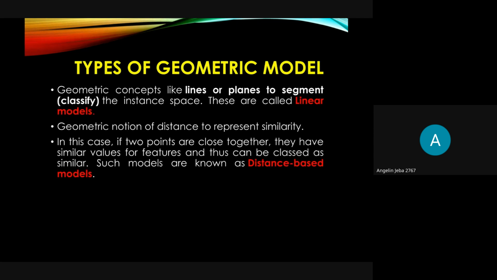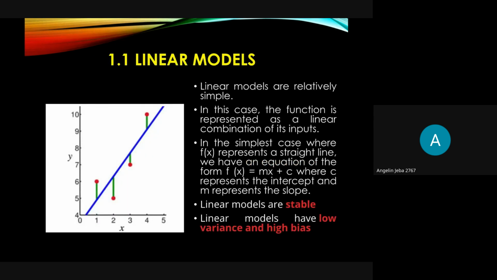Okay. So what are the types of geometrical model? Linear model and also the distance based model. So for distance based model, we'll be calculating the Euclidean distance. Okay. So here, for example, consider this linear model, and the red color things are the data points which are represented. Okay. So it is 1,6 and 2,5, 3,7, and also 4,10.